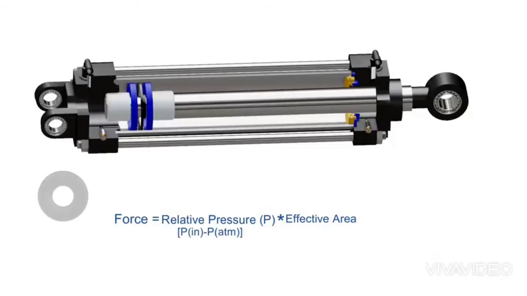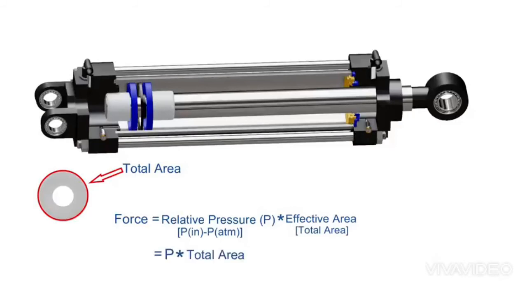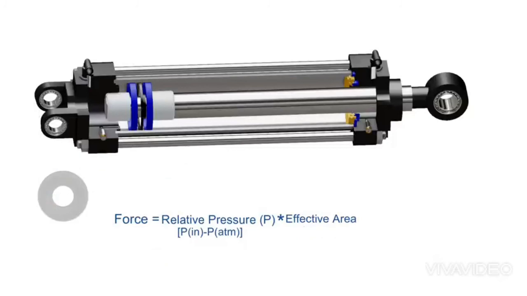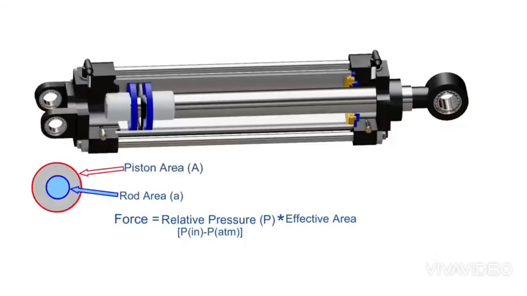During the extension stroke, compressed air can exert pressure on the total cross-sectional area of the piston. This gives us the expression of theoretical force as relative pressure multiplied by the total area of the piston. During retraction, the effective area of the piston is reduced because the air cannot exert pressure on the area of the rod. This gives us the expression of theoretical force as relative pressure multiplied by the partial area of the piston.